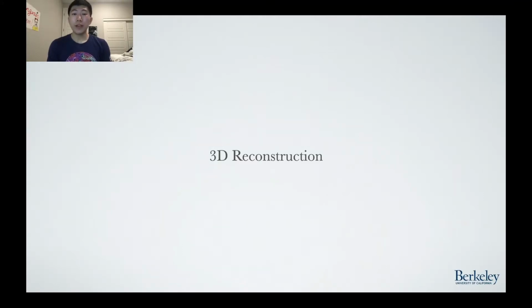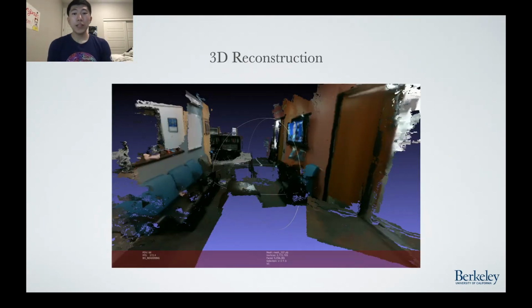Now that we've built a foundation for SLAM, we can talk about 3D reconstruction. 3D reconstruction is the process of capturing the shape and appearance of a scene or object. 3D reconstructions can be created through a variety of different technologies.